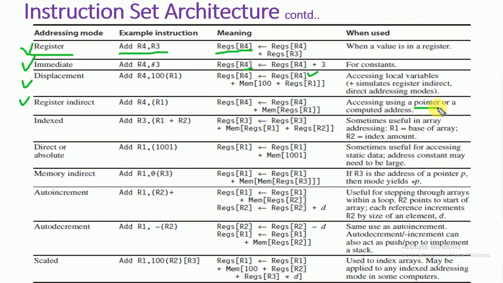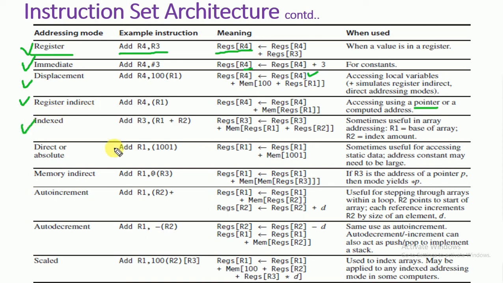You can think about pointers in C, where a pointer points to the address of another variable, right? Similarly here, register R1 contains a value, that is the address, and that address contains a value, the memory content of that address. So indirectly we are getting the value. That is why it is called register indirect.